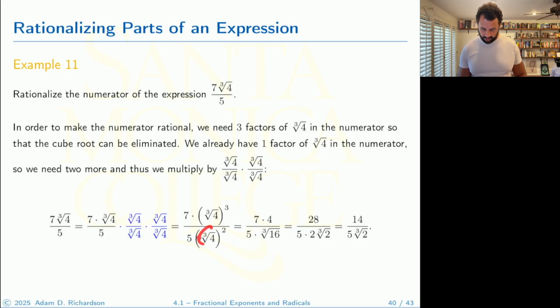Cube root of 4 squared is the same as cube root of 16, using that property of exponents we saw. Then cube root of 16, we can simplify that. It's got a perfect cube in it. That's an 8. Cube root of 8 is 2, so we can pull that out. And then we're left with this. And then we can do a little more simplification. 28 divided by 2 gives us 14, and boom, there we are.